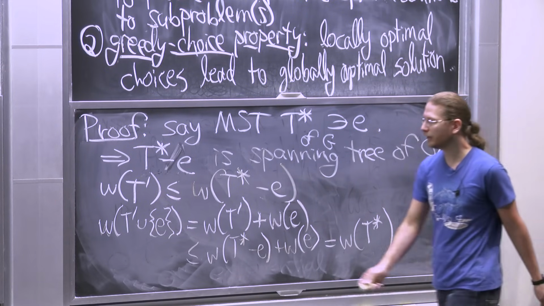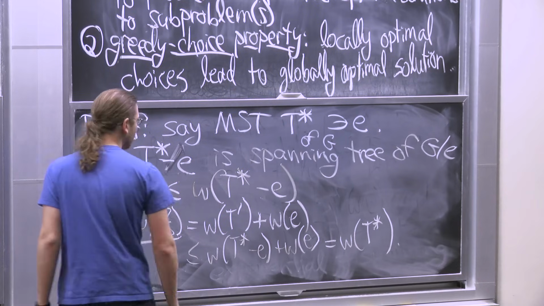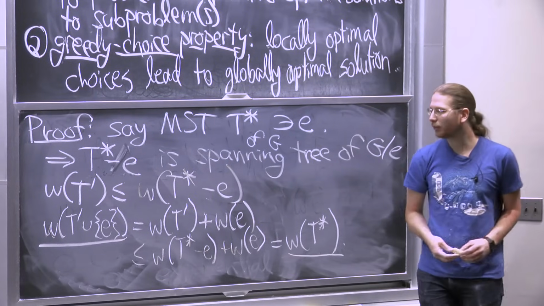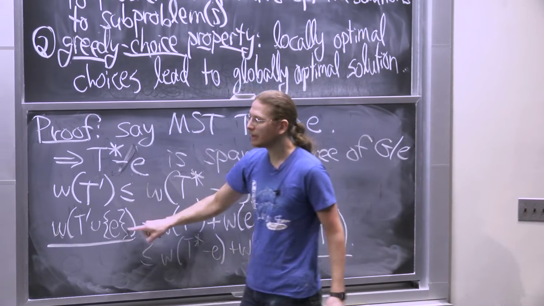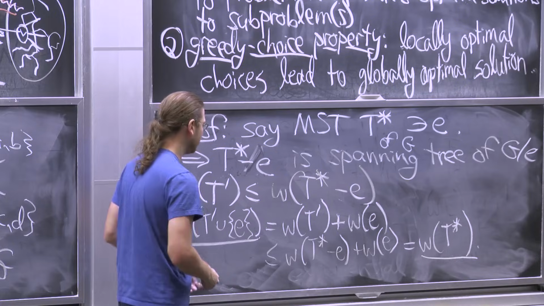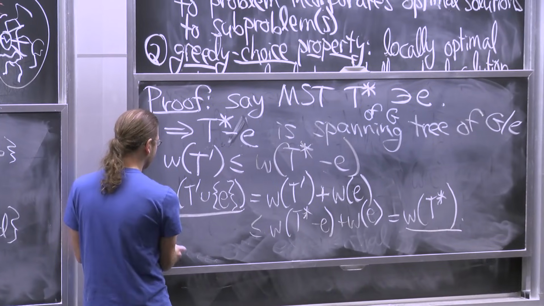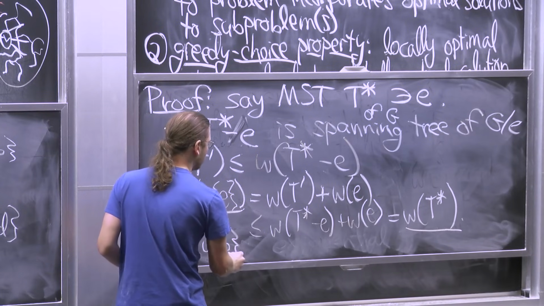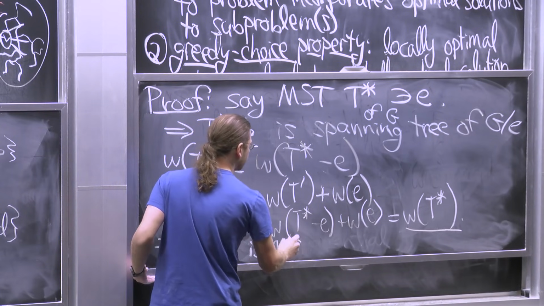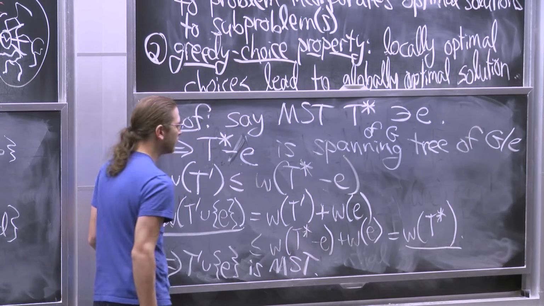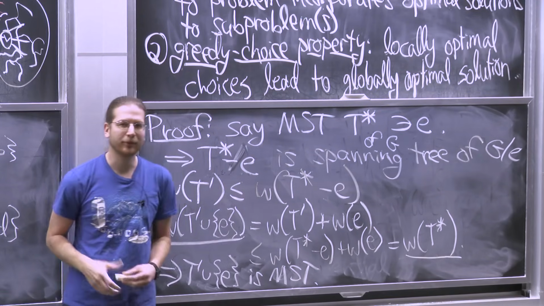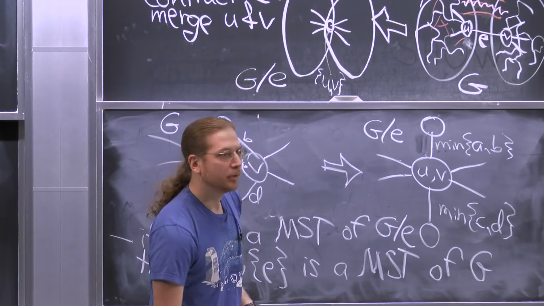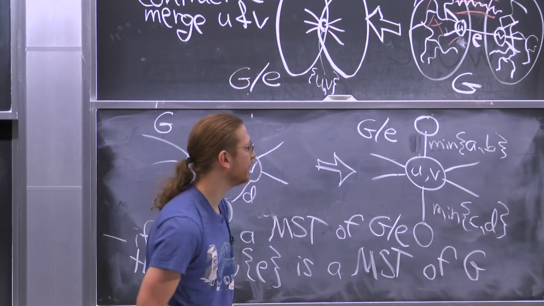All right, so we proved that the weight of our proposed spanning tree is less than or equal to the weight of the minimum spanning tree in G, and therefore T prime union E actually is a minimum spanning tree. Okay, this is really easy. Actually, it implies that all these inequalities have to be equalities because we started with something minimum. Clear? That's the easier half.